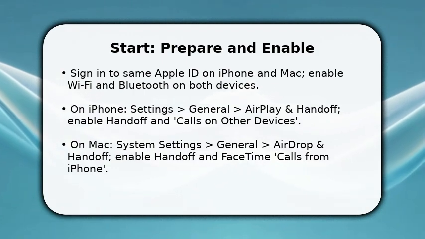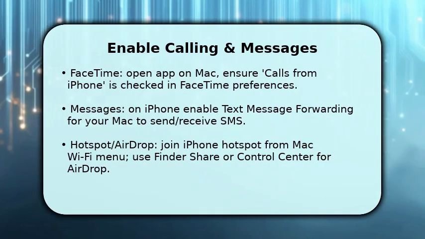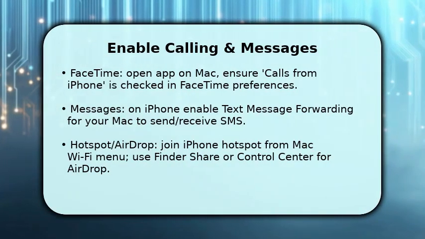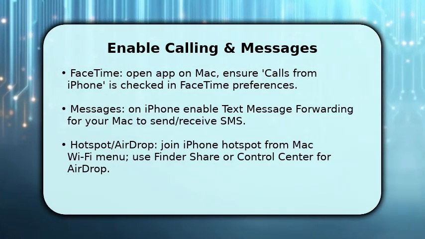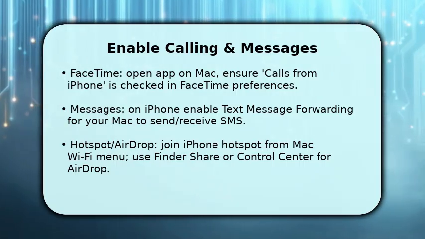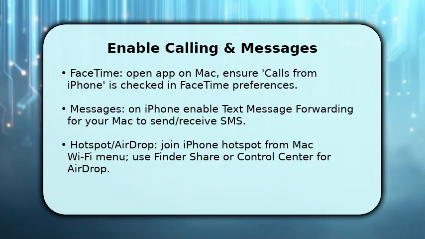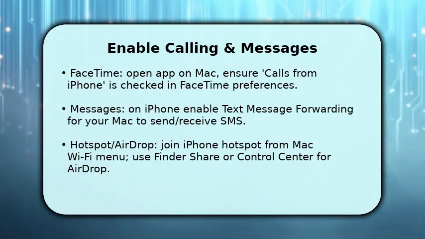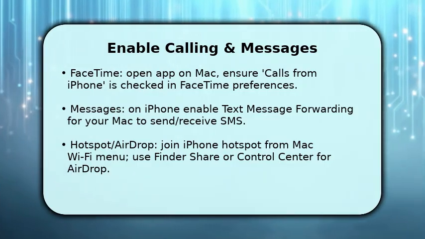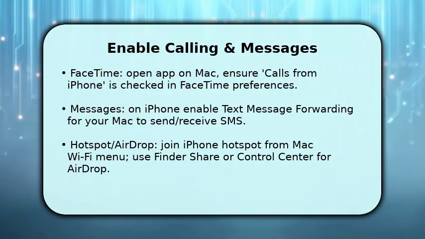Now configure the apps that actually use the connection. Open FaceTime on the Mac and confirm calls from iPhone is active. Place or receive a test audio call using Contacts or FaceTime. In Messages on the iPhone, enable text message forwarding for the Mac so green bubble SMS appear in the Messages app. For file transfer, use AirDrop from Finder or the Share Sheet. For Internet, select your iPhone's personal hotspot in the Mac Wi-Fi.